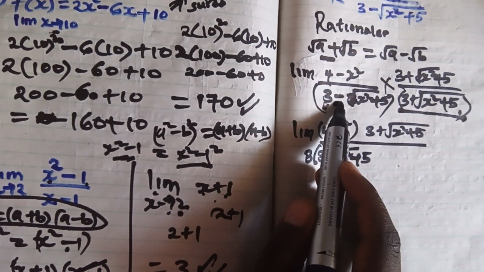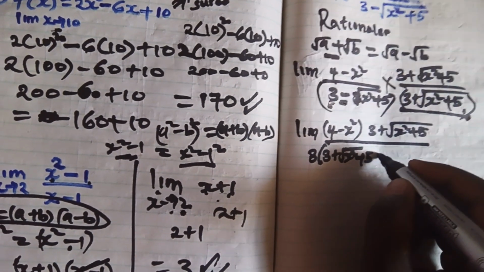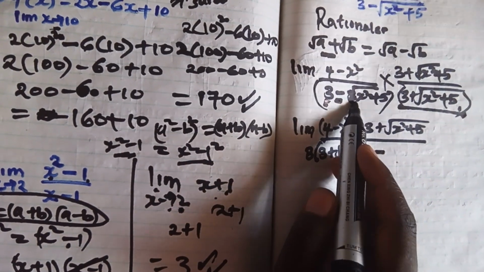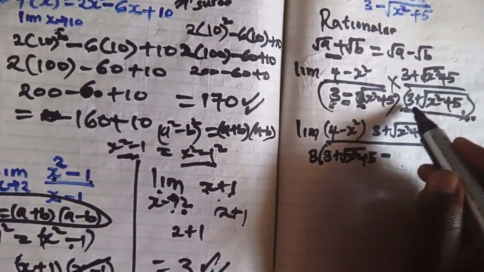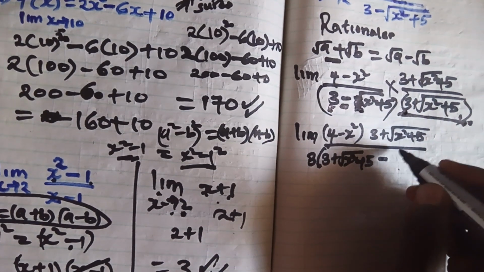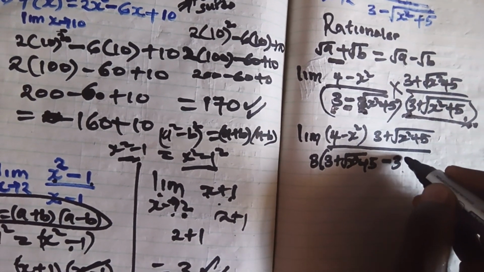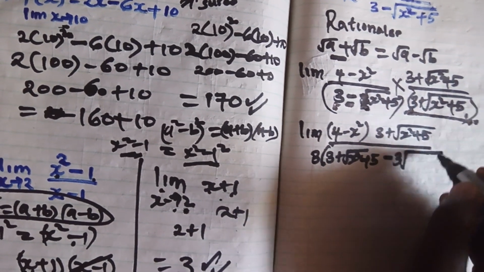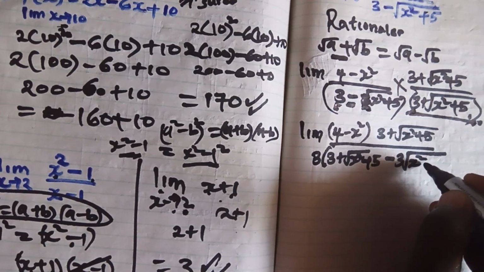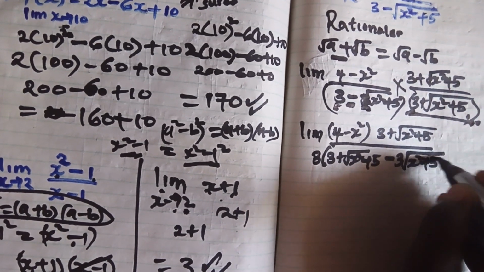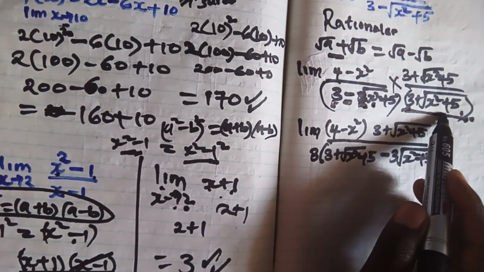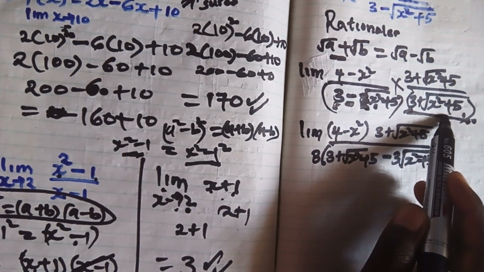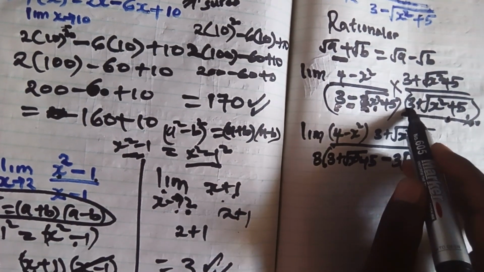This is our sign, so we subtract. We take this one, we multiply by everything in the second bracket. So this one multiplied by this one is going to give us 3 times the root of x squared plus 5. Then we take this one, we multiply by everything in the second bracket. So in the second bracket, already we have multiplied this one.